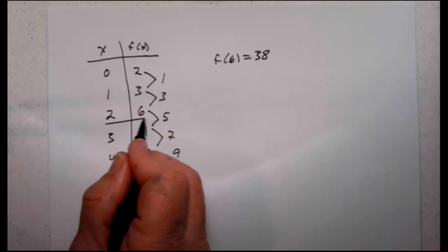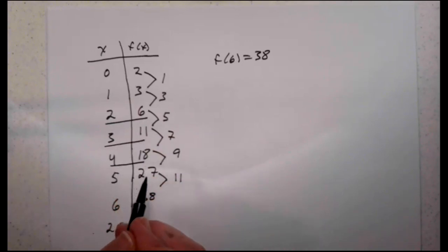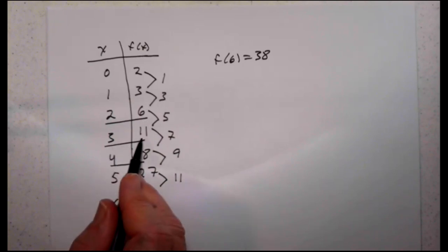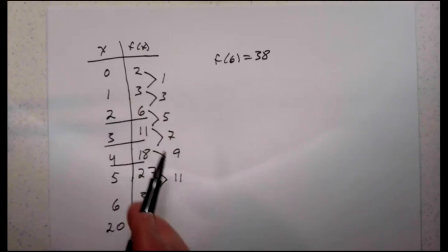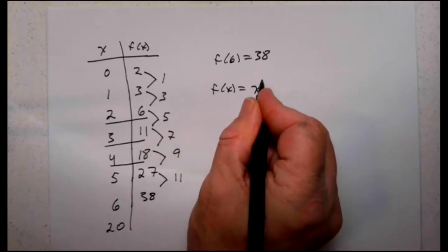If the input is 2, the output is 6. If the input is 3, the output is 11. If the input is 4, the output is 18. And what I would say here is 4 squared is 16, that's close to 18. 3 squared is 9, that's close to 11. 2 squared is 4, that's close to 6. So what do I have? What's happening? Take your input, x, square it and see what happens.